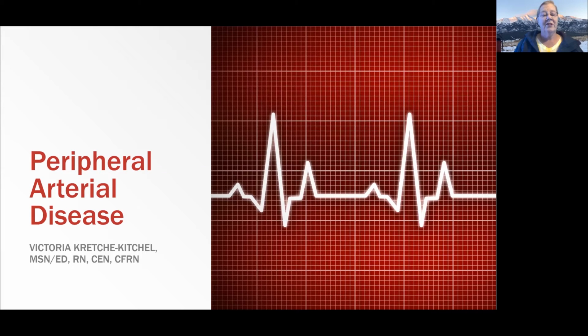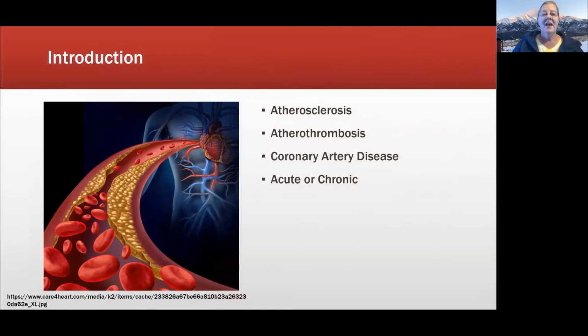My name is Victoria Krejci Kitchell. I have a master's degree in the science of nursing and some postgraduate work in nursing and healthcare education. I am a registered nurse. I'm also certified in emergency nursing, and I'm certified as a flight nurse. On an aside, I am also in the process of obtaining my doctorate of nursing practice and my adult gerontology acute care nurse practitioner.